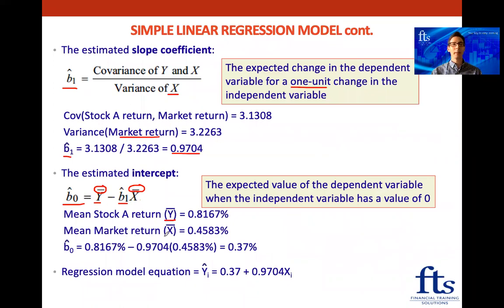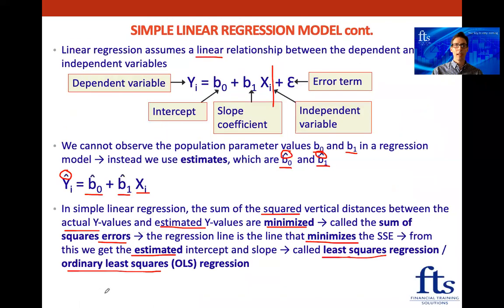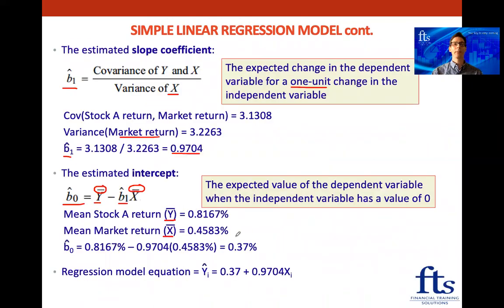And then we need to do the same for the mean of the market return, X bar. For this one, we just highlight this column here, click on average, and it will give us the mean of the market return. So we can see the mean monthly return was 0.81% for stock A over the year, and the mean monthly return for the market was 0.45%.